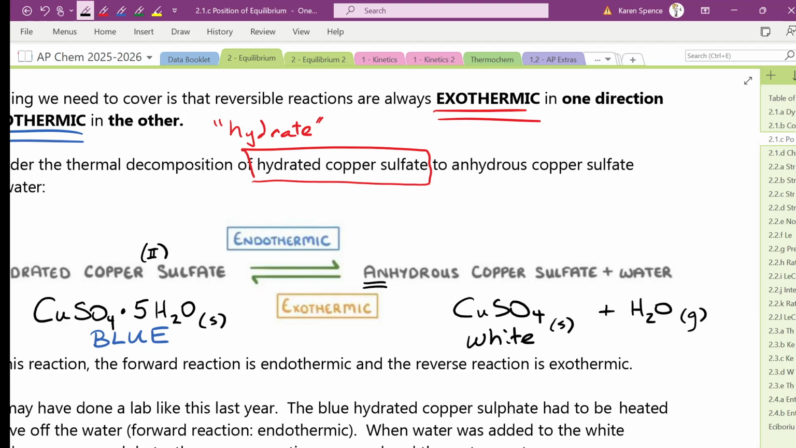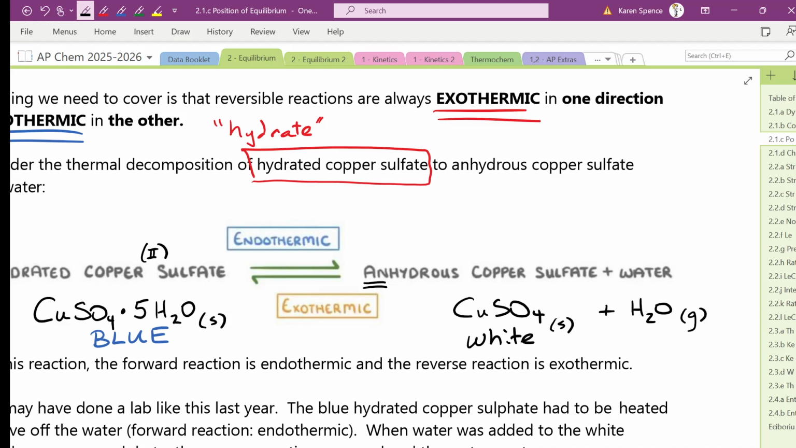At the end of the experiment, did you drip some water back in? What happened to the color? Perhaps we have forgotten, yes? Okay, it turns back to blue.